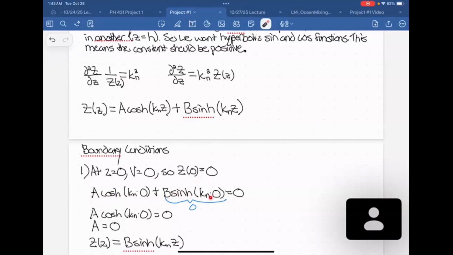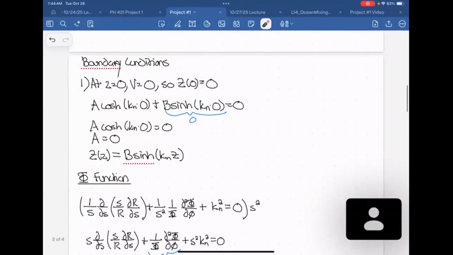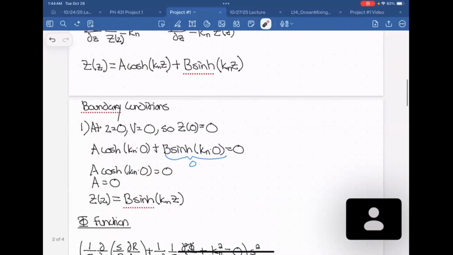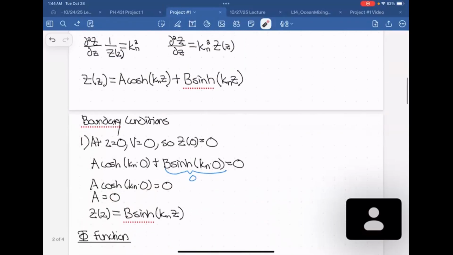Now the hyperbolic sine of 0 always equals 0, so that's gone. Then we have a hyperbolic cosine of k sub n times 0. That needs to equal 0. In order for that to happen, a, this constant, needs to equal 0. So if that constant equals 0, then what we have left for the z function, Z of z, is b hyperbolic sine of k sub n times z.